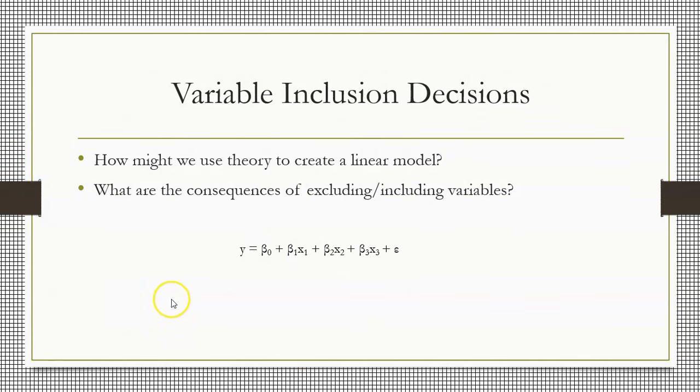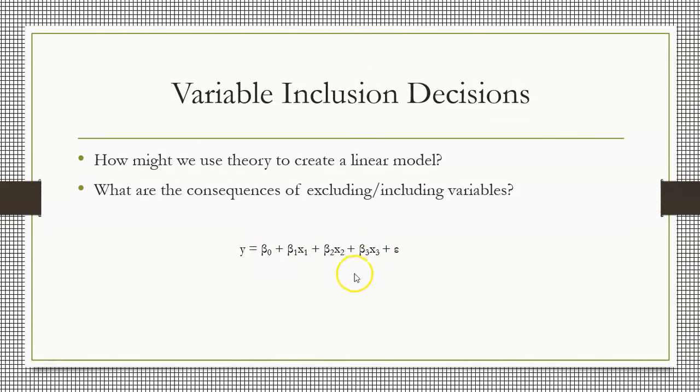Okay, so now we have to think about, you've heard me mention variable inclusion. Well, we start off with a theory to create our linear model. I start off with a theory that some outcome variable, maybe it's success in college measured by freshman GPA, is predicted by a combination of high school GPA and ACT score and something else. Let's just say gender to keep it simple here. And that's probably a fairly reasonable model.